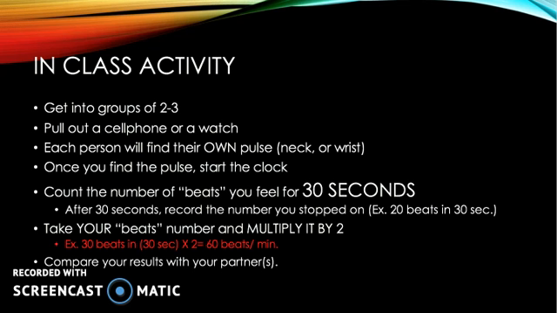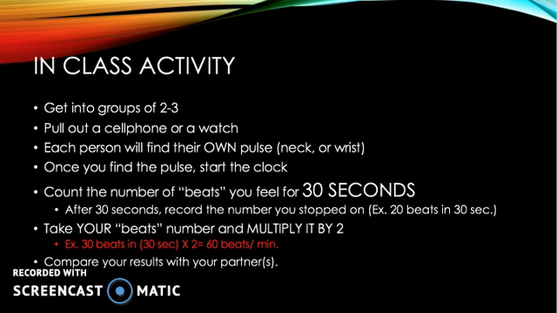When you get a really good feel of where your pulse is, and you can feel it really well, have your partner start the clock. From 0, when they say 0, when they start the clock, start counting, and they'll tell you to stop counting when you hit 30 seconds. After 30 seconds, record the number that you stopped on. For example, if you counted 20 beats in 30 seconds, you write 20 down on your piece of paper.